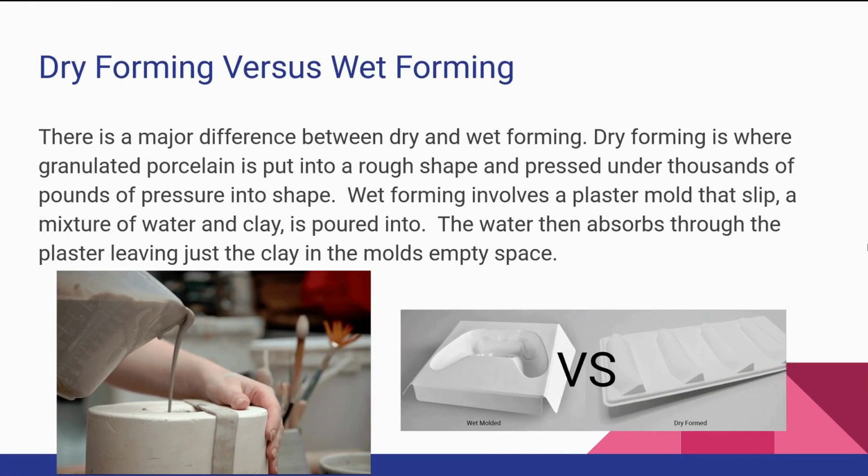Dry forming versus wet forming. There is a major difference between dry and wet forming. Dry forming is where granulated porcelain is put into a rough shape and pressed under thousands of pounds of pressure into shape. Wet forming involves a plaster mold that slip, a mixture of water and clay, is poured into. The water then absorbs through the plaster, leaving just the clay and the mold's empty space.